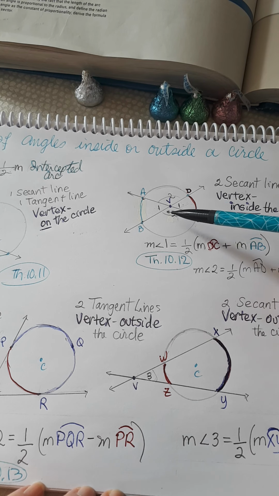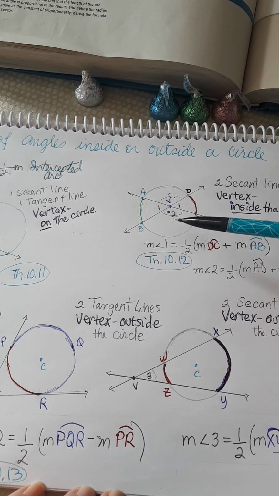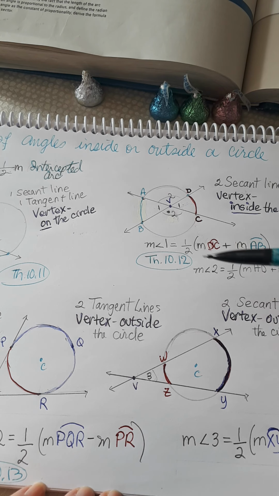And also angle 2 will measure the same as its vertical angle 2, and the measure of angle 2 will be found by adding the measures of the two arcs formed by angle 2, arc BC plus arc AD, divided by 2.